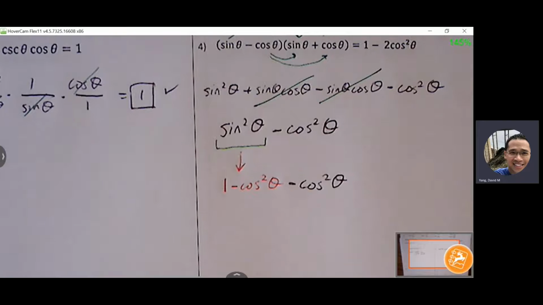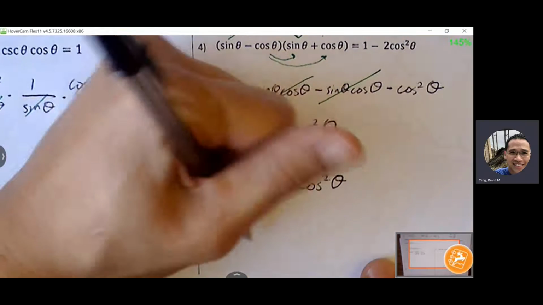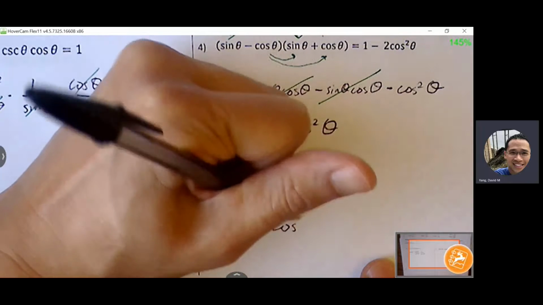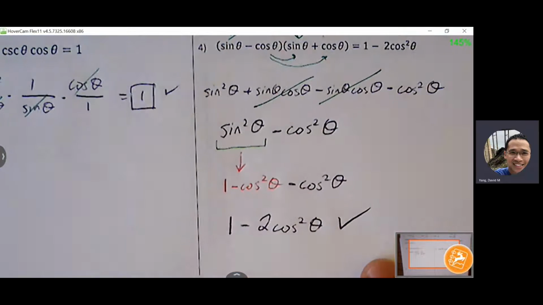What does that clean up to be? Yeah. Combine like terms, and then we have our end result.